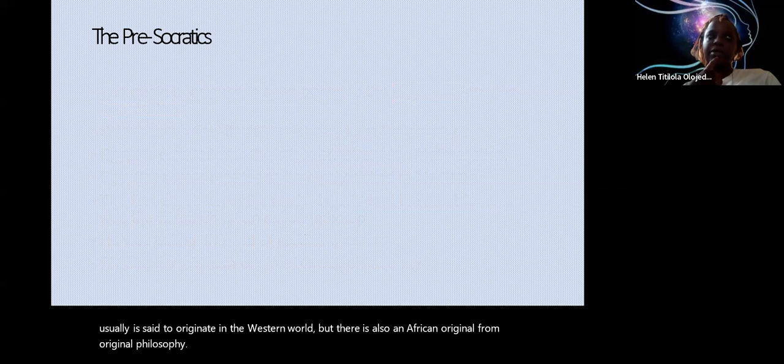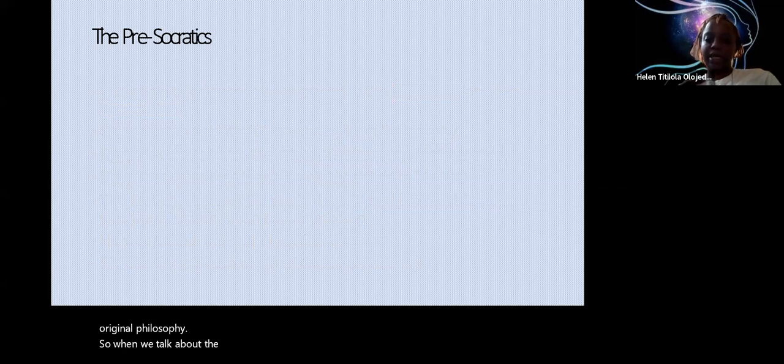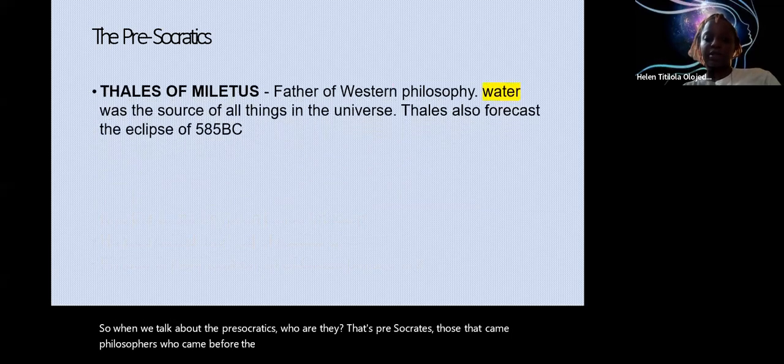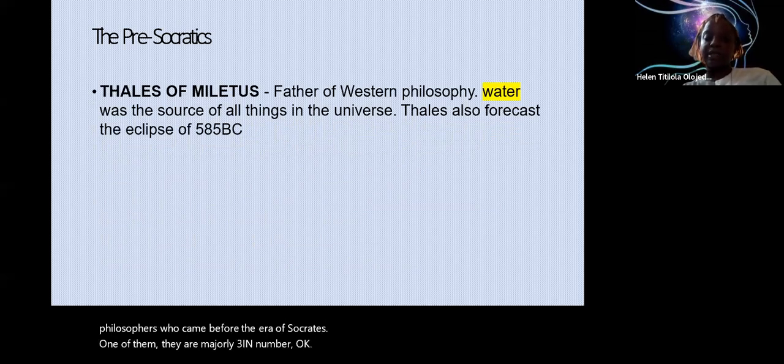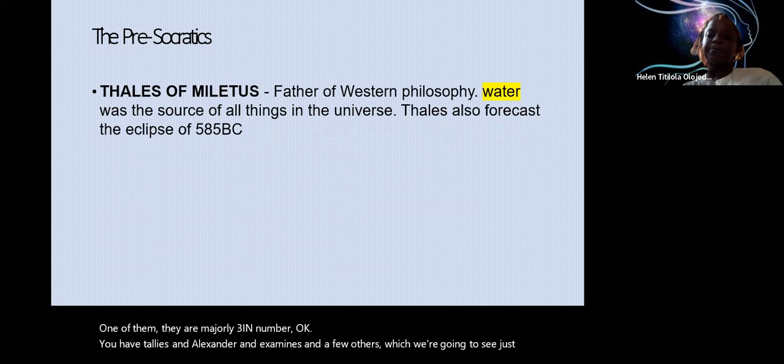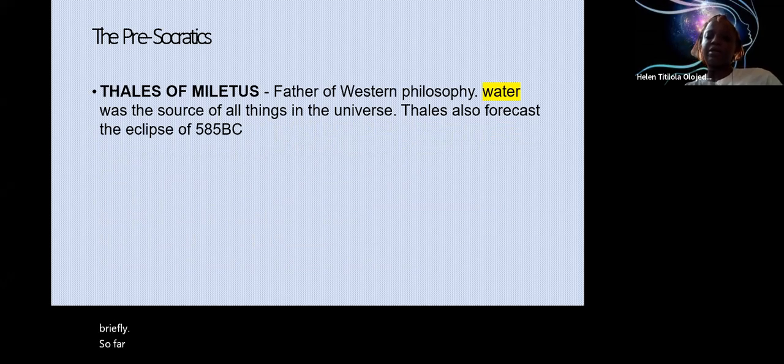So when we talk about the pre-Socratics, who are they? That's pre-Socrates, philosophers who came before the era of Socrates. They are majorly three in number. You have Thales, Anaximander, Anaximenes, and a few others, which we're going to see just briefly. So Thales, father of Western philosophy: water was the source of all things in the universe.